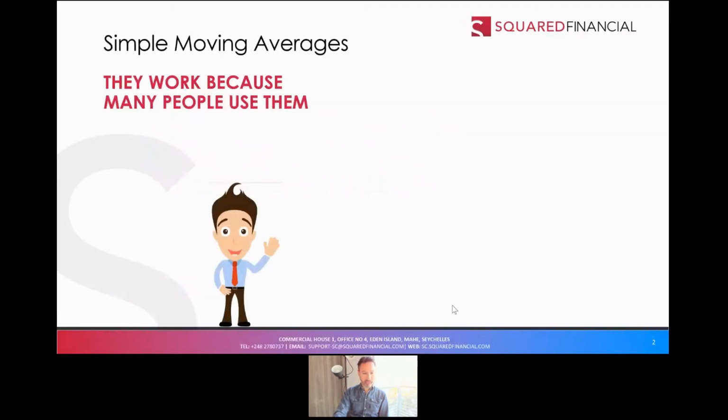All right, so simple moving averages. Why do they work? They work because many people use them, okay? Simply because many people use them. There's no magic formula. I've said this many times. There's no such thing as this indicator told me to buy, so I bought, I lost money, and I'm angry, I don't understand why I lost.